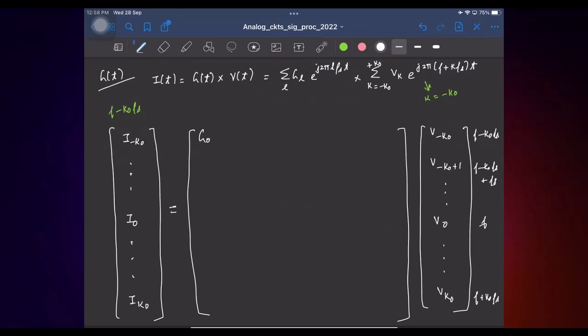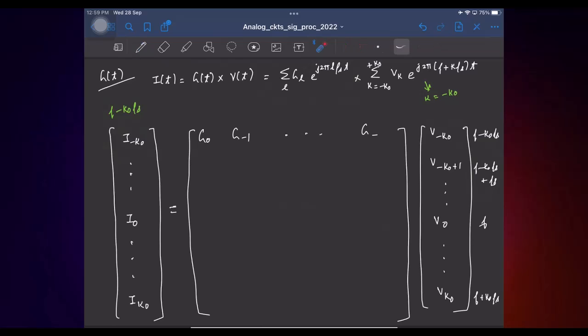So what will be the second term? Think carefully. Second term, here the voltage is at f minus k naught fs plus fs. We are still interested in the current at f minus k naught fs. So this will be G minus 1, and it doesn't need an expert to fill the rest. What will the last term be?